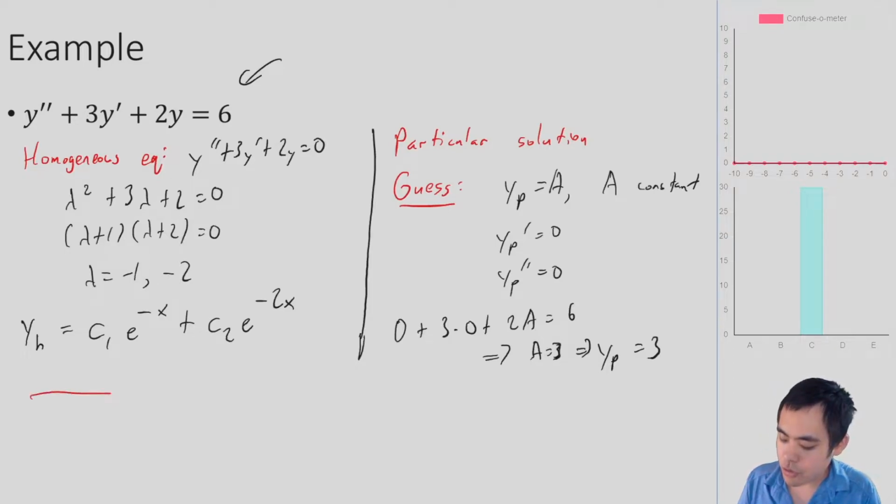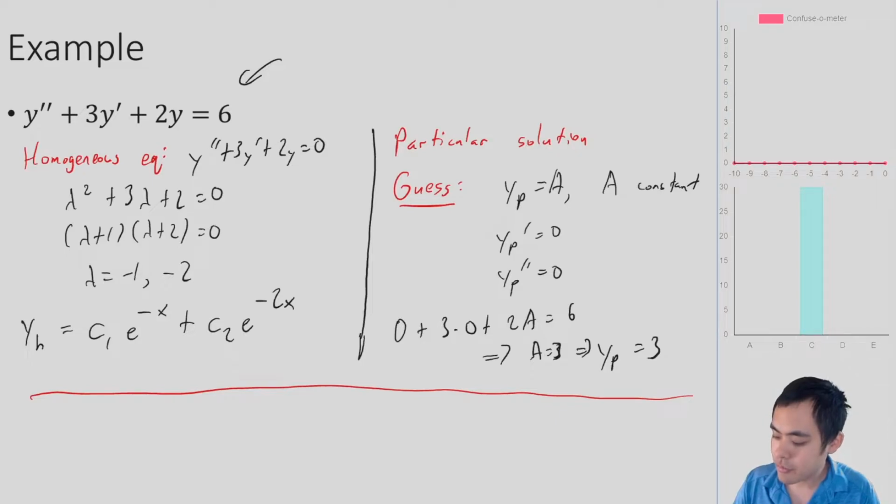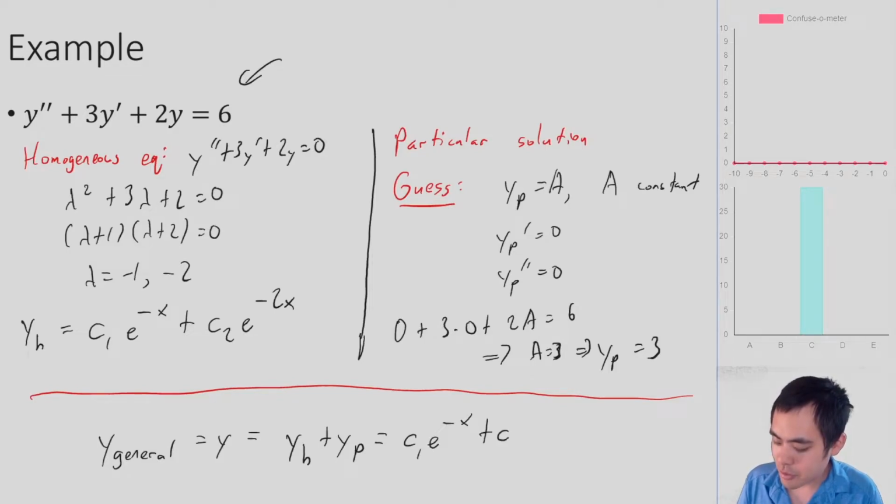Then all you have to do is combine these things together, and you get a general solution. I'll oftentimes call that just y, which is equal to y homogeneous plus y particular, which is equal to c1 e to the minus x plus c2 e to the minus 2x plus 3.